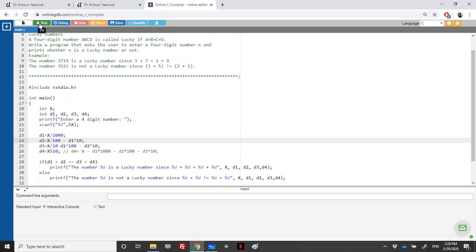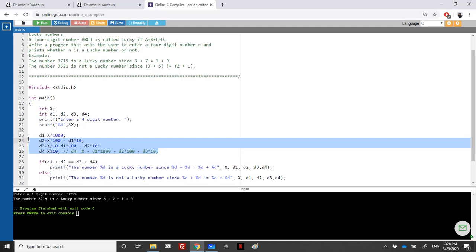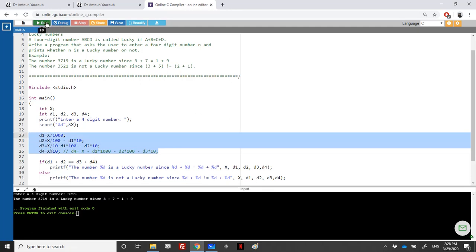So let's run the program and see whether 3719 is lucky. Yes, the number is lucky since 3 plus 7 equals 1 plus 9. So we have successfully retrieved all the digits using these formulas. What about 3521? 3521 is not a lucky number since 3 plus 5 is not equal to 2 plus 1. You can try your own number. For example, 1001 is a lucky number since 1 plus 0 equals 0 plus 1.